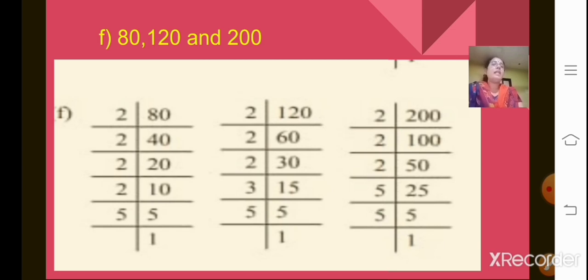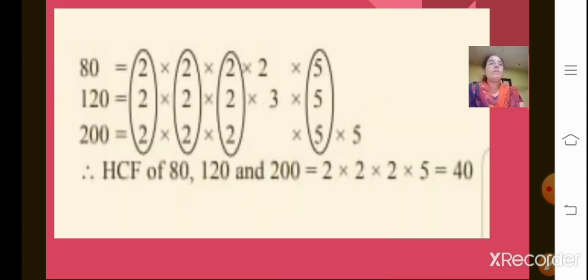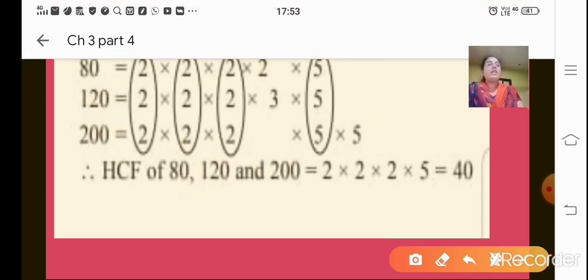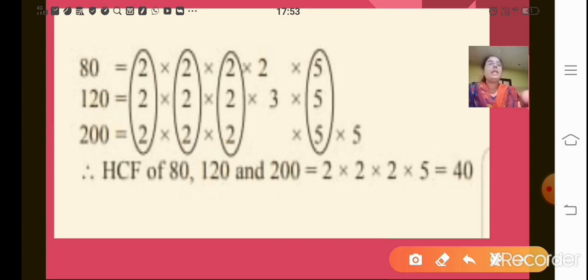So after finding the prime factors of all the three numbers, you will write the prime factors of all the three numbers. Now in the number 80, in the number 120 and 200 again you have got a common factor, that is the number 2. So you will write 2 here. Again one more 2 is common in all the three numbers, so again one more 2 you will write. Again one more 2 is common in all the three numbers, so you will write 2. And then 5 is common in all the three numbers. So you have written 5.